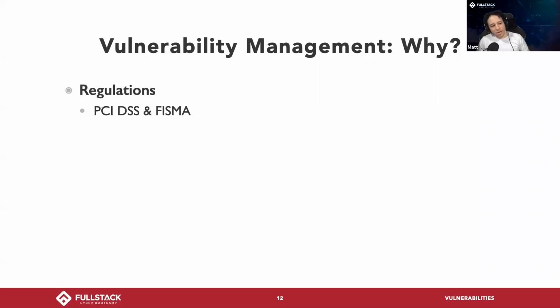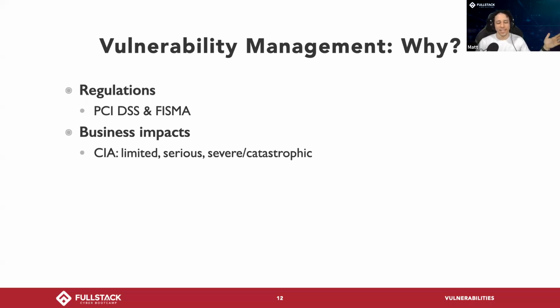So if you're handling credit cards, right? PCI DSS is important, and FISMA is important, right? These are things that specify how you need to manage your data. There's business impacts, right? So beyond being told we have to do it, there's impact to the business if we don't manage our vulnerabilities, right? CIA gets impacted if vulnerabilities get exploited by somebody, right? They can be limited, they can be serious, or they can be absolutely catastrophic, right? Like that's what I would put this SolarWinds hack almost is absolutely severe, catastrophic.